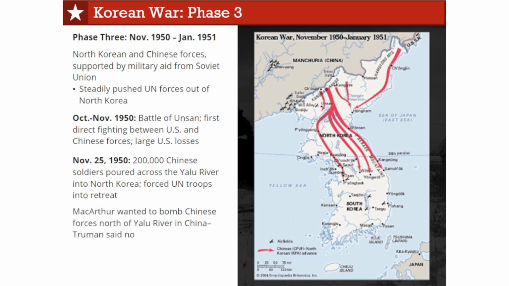In November, MacArthur demanded authority to bomb Chinese forces north of the Yalu River in China. Truman, averse to widening the war and fearing the action may cause the Soviet Union to enter troops into the war, said no. Although in a press conference that month, Truman admitted the U.S. was considering use of atomic bombs in the war.